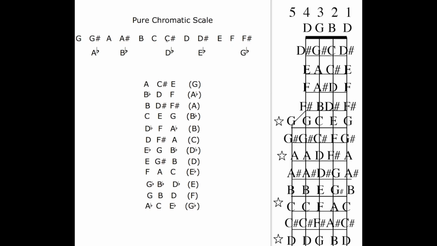Matter of fact, let's not stop there. Let's do one more. Let's do F sharp. F sharp is X plus 1, 2, 3, 4 plus 1, 2, 3.